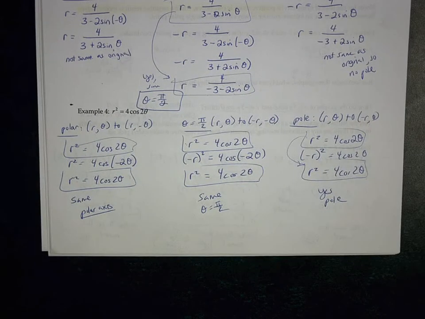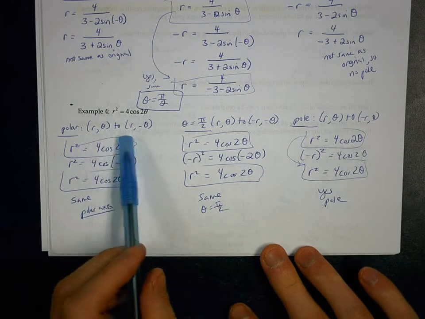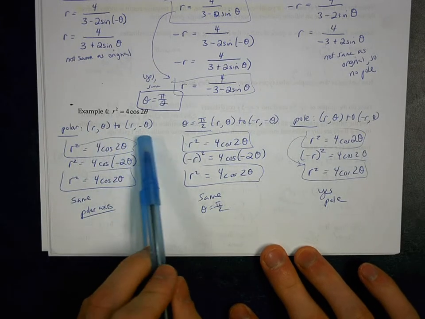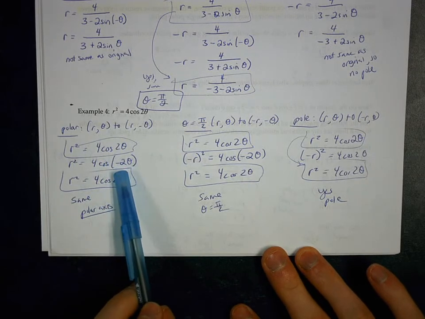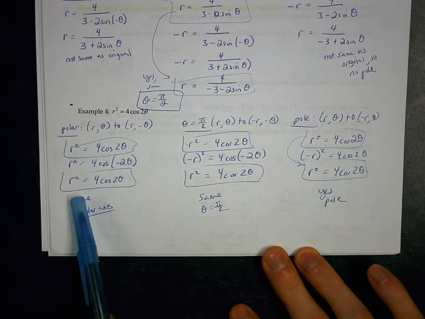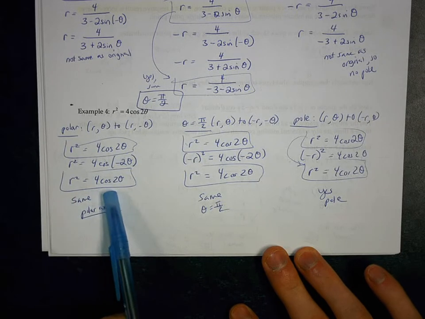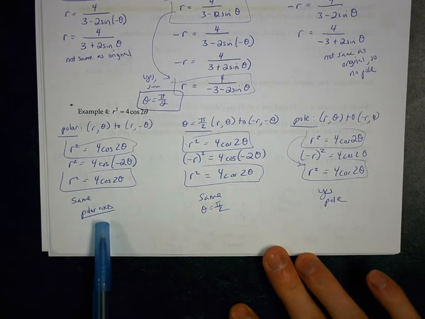The very last example, r squared equals 4 cosine of 2 theta. This one, actually all three symmetries exist. When I plug in, for every r theta, r negative theta, cosine is an even function, so that negative sign goes away, so I end up with my original again, r squared equals 4 cosine 2 theta. So I've got polar axis symmetry.